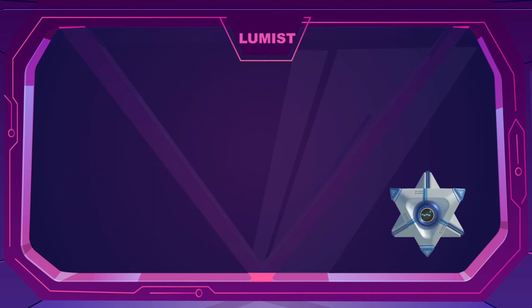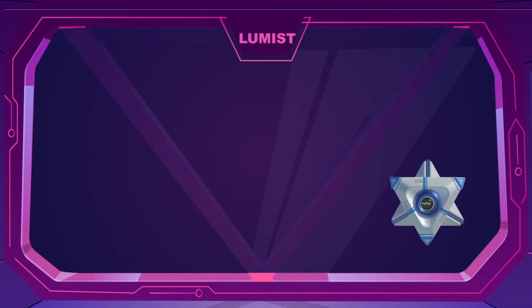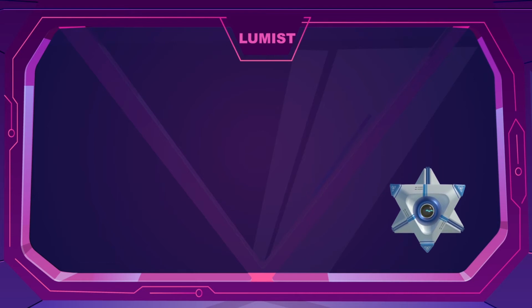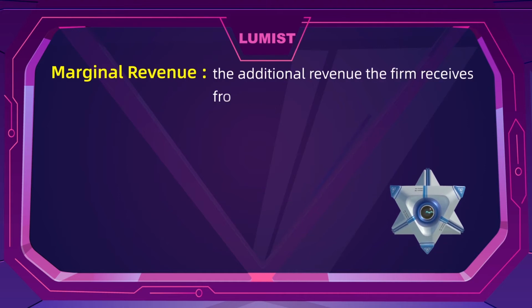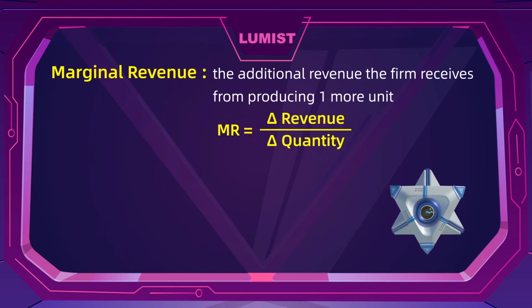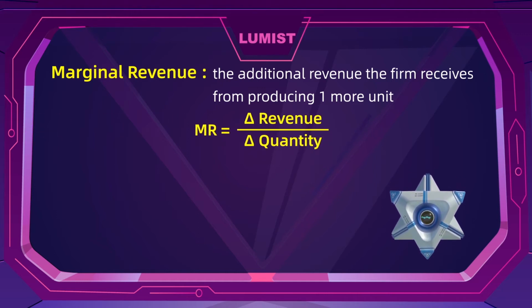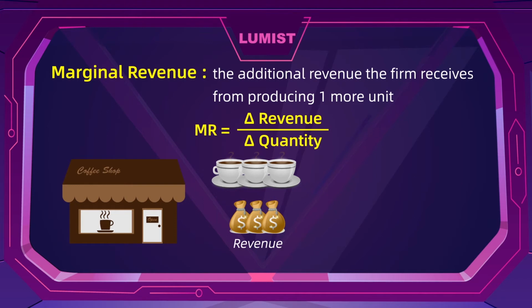Just like the concept of marginal benefit and marginal cost when we're talking about consumers, firms not only need to consider their total revenue and total cost, but also their marginal revenue and marginal cost. Marginal revenue is the additional revenue that a firm will receive from producing one more unit. Mathematically, marginal revenue is equal to the change in revenue over the change in quantity. For example, the next cup of coffee that a coffee shop sells might give them an additional $5. So the change in revenue is $5 and the change in quantity is 1, so the marginal revenue is $5.